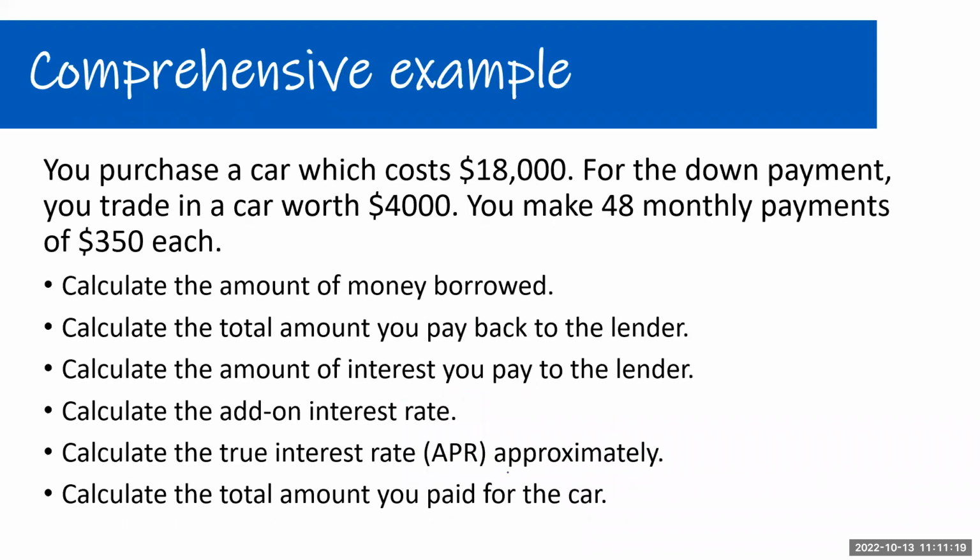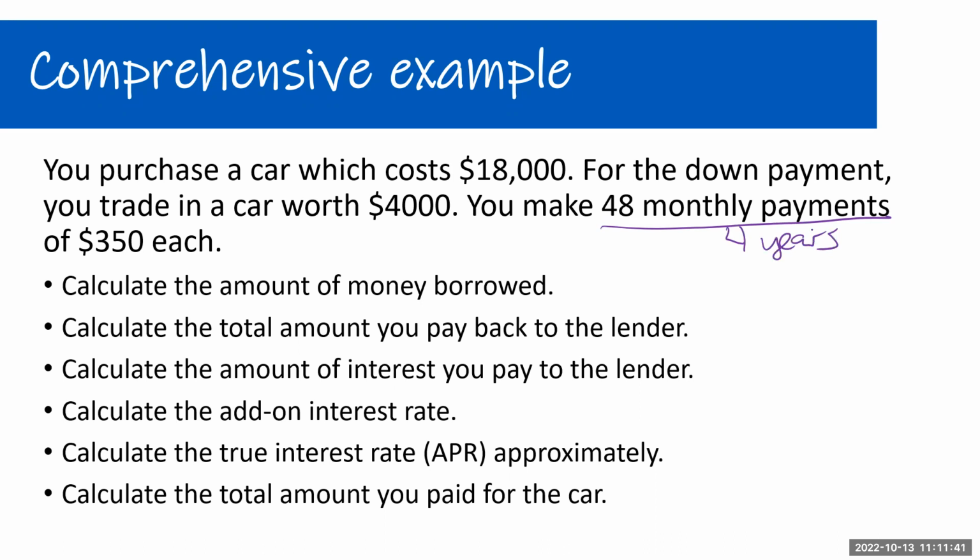Let's walk through a very comprehensive example. You purchase a car and the car is $18,000. You trade in a car worth $4,000 for your down payment. So effectively you make a $4,000 down payment. You're going to make 48 monthly payments of $350 each. Okay, so that's going to be 4 years of payments.